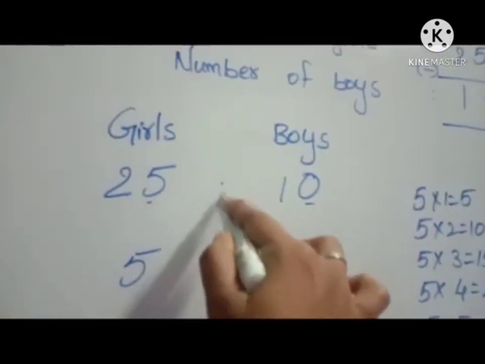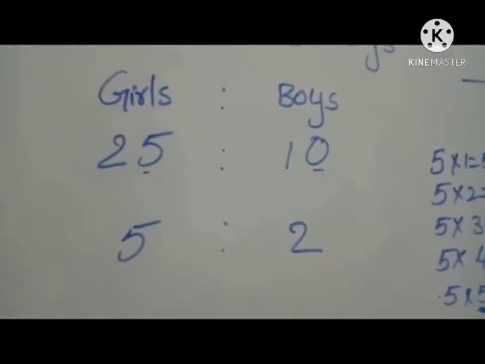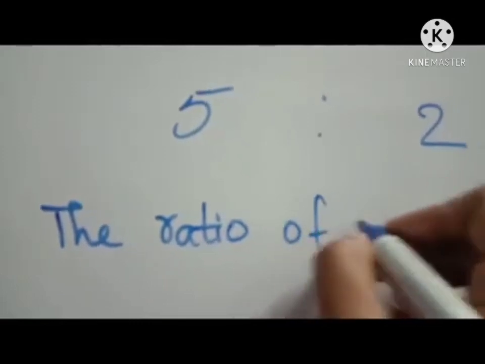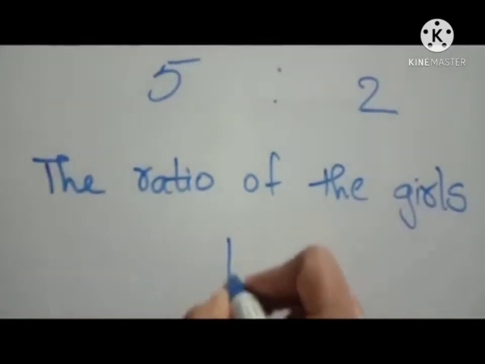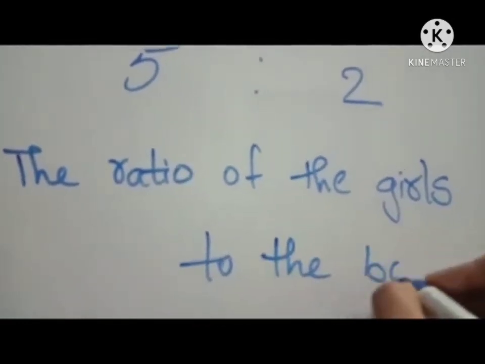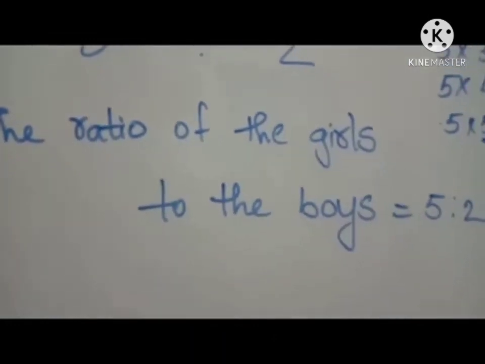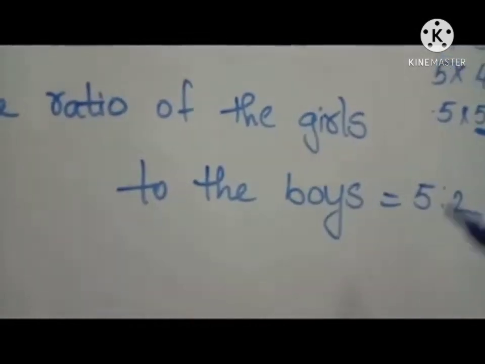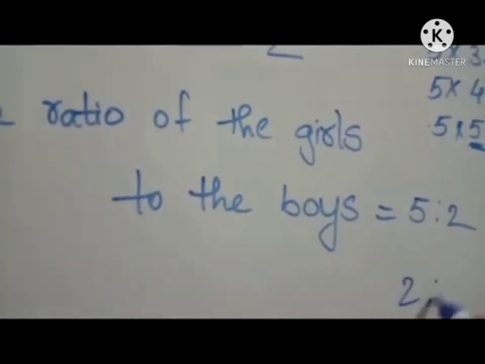We have to keep here the ratio symbol. Okay. The ratio of the girls to the boys is equal to how much? See here. The ratio of the girls to the boys equals 5:2. Now since they asked for the ratio from girls to boys, it becomes 5:2. If they had asked boys to the girls, it would be reversed, 2:5.